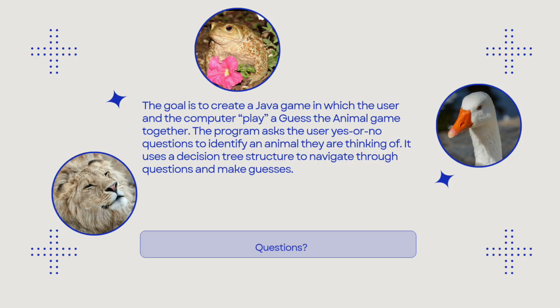The goal is to create a Java game in which the user and the computer play a guess the animal game together. The program asks the user yes or no questions to identify an animal they are thinking of. It uses a decision tree structure to navigate through questions and make guesses.